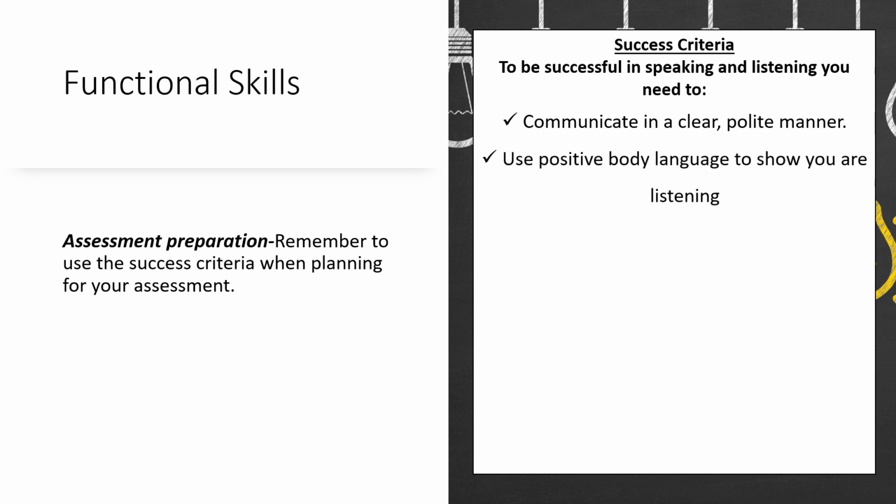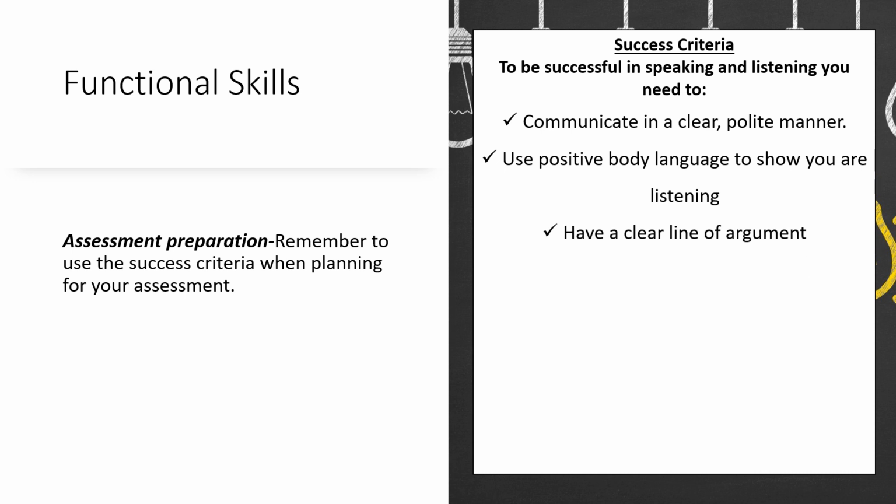Secondly, are you using positive body language to show you are listening? Now, if you're not sure if you use this, have a think about the conversations you have in everyday life. Think about what you're doing with your hands, what are you doing with eye contact, and those are going to be some real clear indicators whether someone's listening or listening positively when you're trying to communicate.